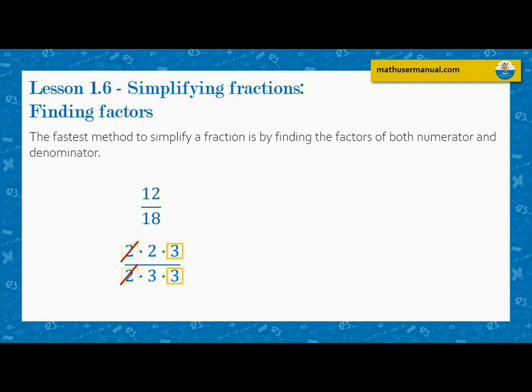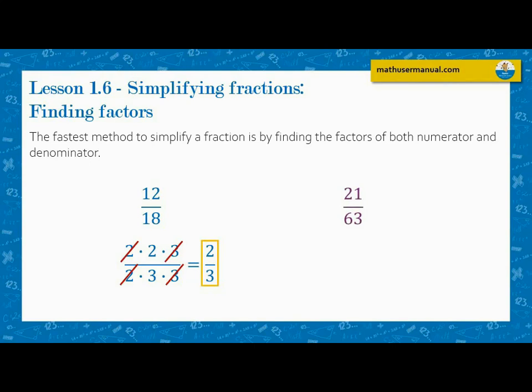Then these 3's also cancel. We have a remaining 3 on the bottom, so we can only cancel one of the 3's. And what do we get? 2 over 3. So that's how we get the simplest form. We did it in the previous part of the video and we got the same answer. But let's do it one more time.